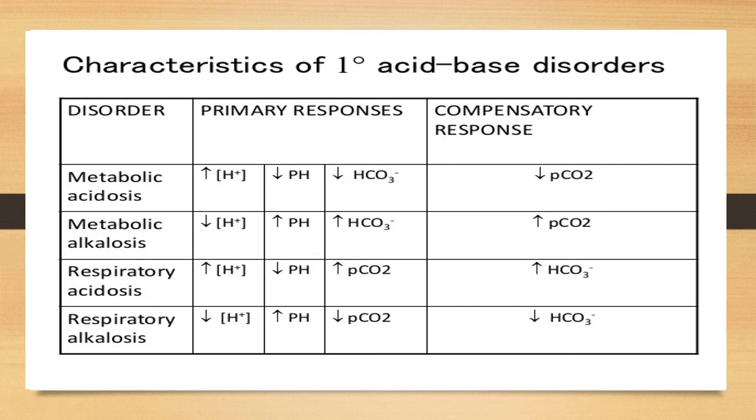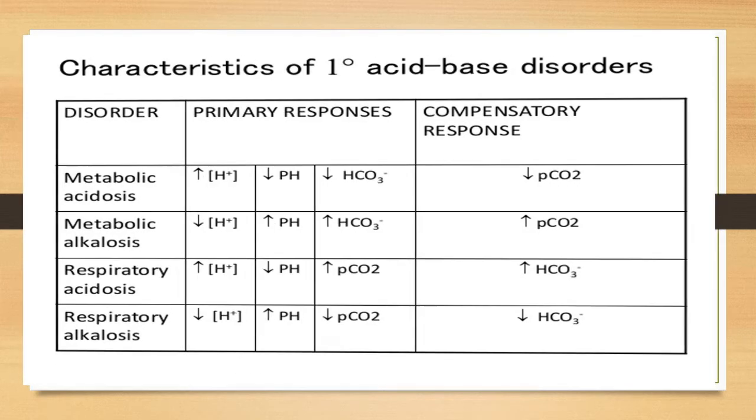In respiratory acidosis, hydrogen increases, pH decreases, partial pressure of carbon dioxide increases, and the compensatory response is increased bicarbonate. In respiratory alkalosis, there is decreased hydrogen, increased pH, decreased PCO2, and the compensatory response is decreased HCO3.